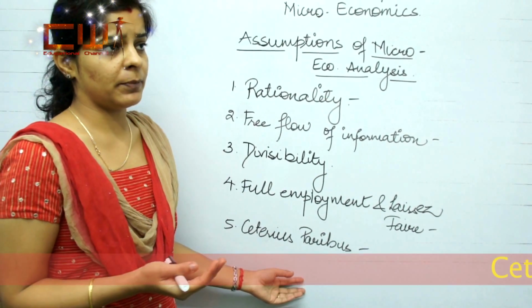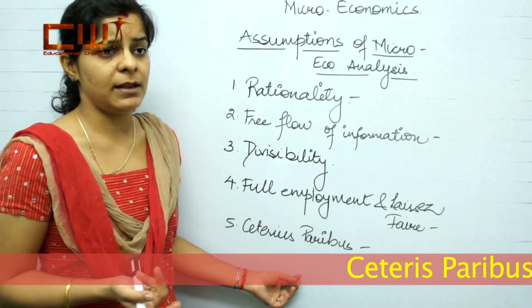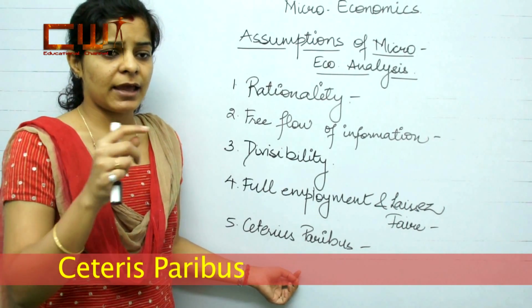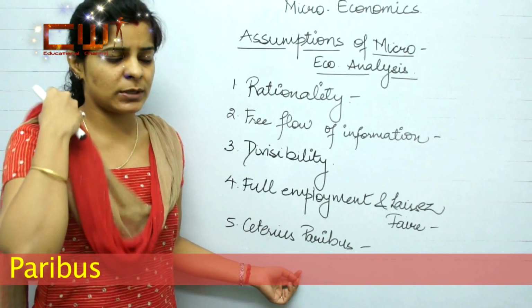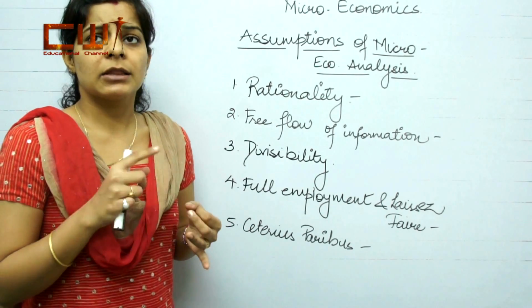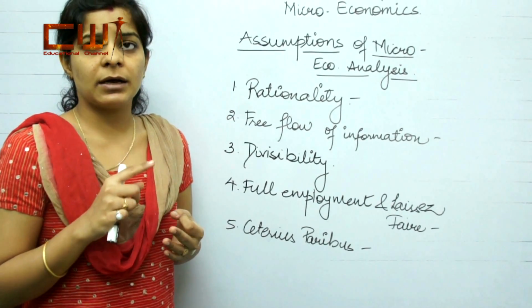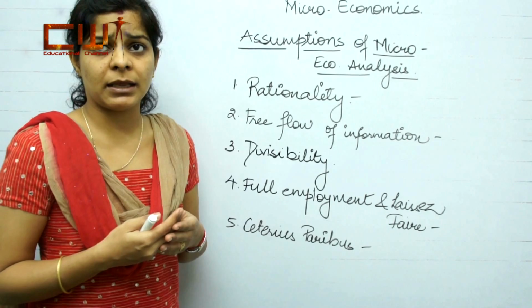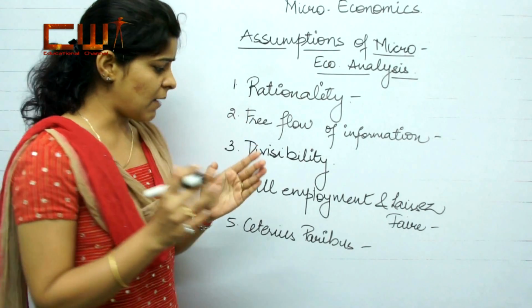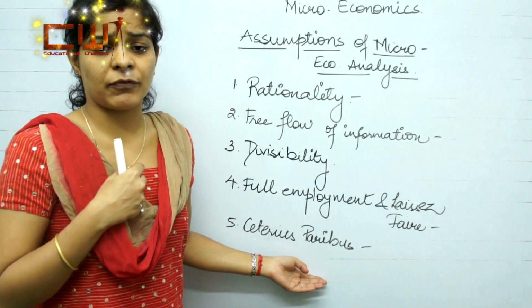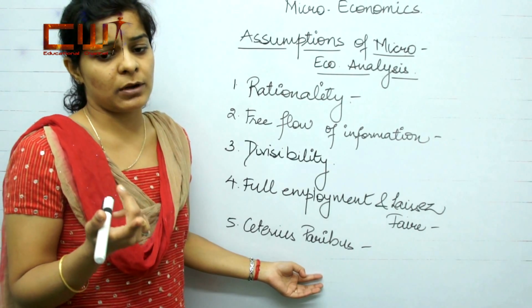If I go and buy something from the market, then I have many factors that are taken into consideration: my income, the money I have in my pocket, the quality of the product, the product that is being available, whether the producer is giving me any kind of schemes. So there are many factors that are affecting my demand for a particular product.